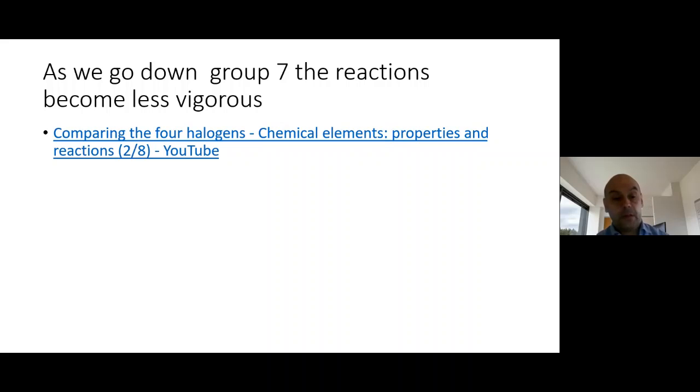What we're going to do now is apply these electronegativities to the reactions of group 7. Hopefully you know from GCSE they become less reactive, the opposite of group 1, metals more reactive, non-metals less reactive. They become less reactive as you go down the group, and this is a very, very good video just showing those reactivities. I'll put that link there for you.